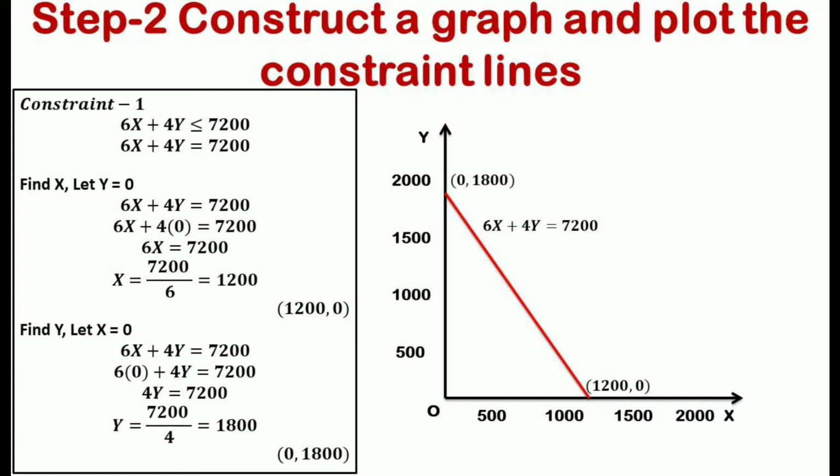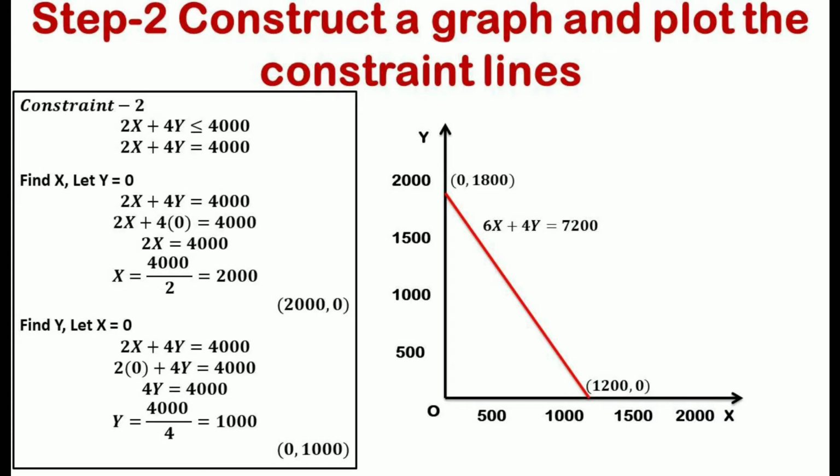Every point on the line satisfies the equation, that is 6x plus 4y is equal to 7200, and every point below the line will satisfy the inequality, that is 6x plus 4y is less than or equal to 7200. In a similar way, consider the second constraint, that is 2x plus 4y less than or equal to 4000. First we have to convert the inequality into equality. So the equation will become 2x plus 4y is equal to 4000.